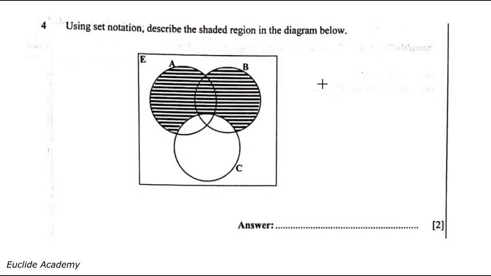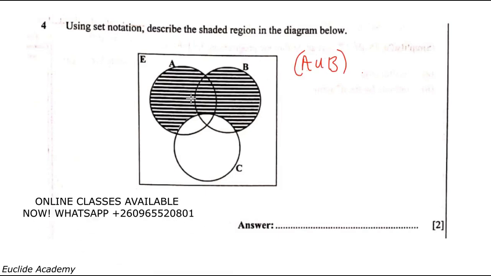Question 4 says, using set notation, describe the shaded region in the diagram below. So we've got A, B, and C as our sets, and then we want to describe this shaded region in the diagram below. The best way here is to divide these sets in what we have here. So we can see that A and B is basically a union of 2 sets. So we can say A union B. So we can just put it as 1 here. So basically this is what we have.